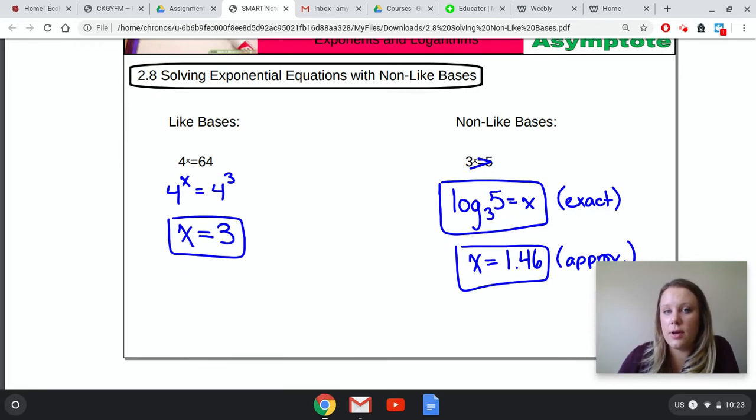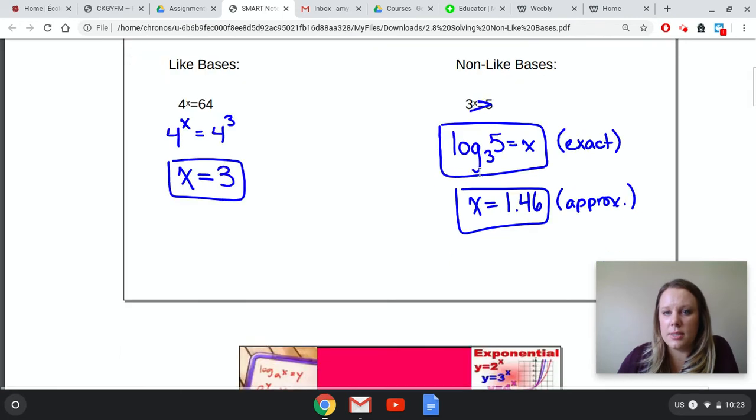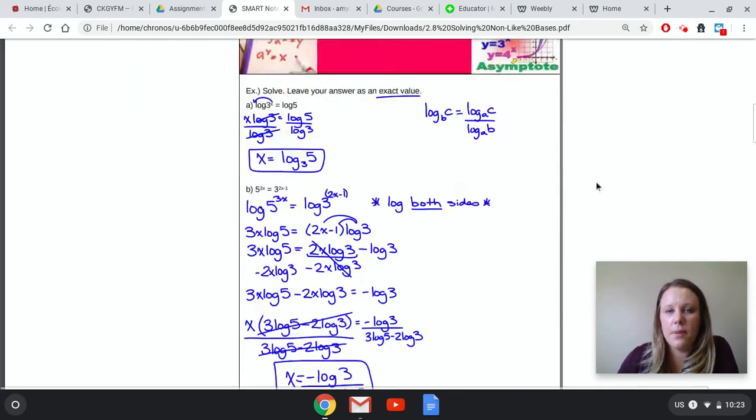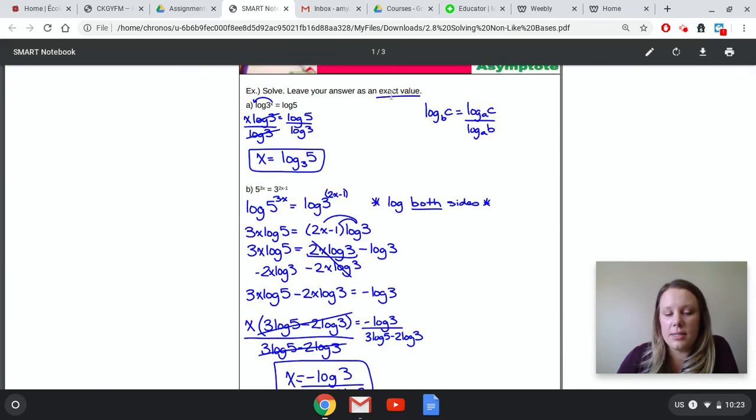Now in the notes it says that log base 3 of 5 is an exact value. That could be your final answer if we ask for it that way. Or you could put this into your calculator and round to the nearest tenth, hundredth, whatever. This would be an approximate value. So we're doing more complex examples than this today. So here we have solving, where we want to leave our answers as exact values.